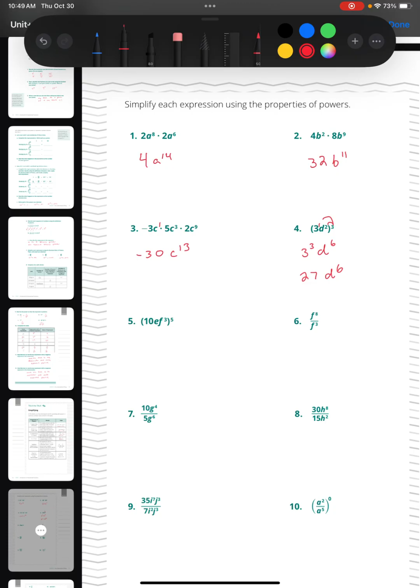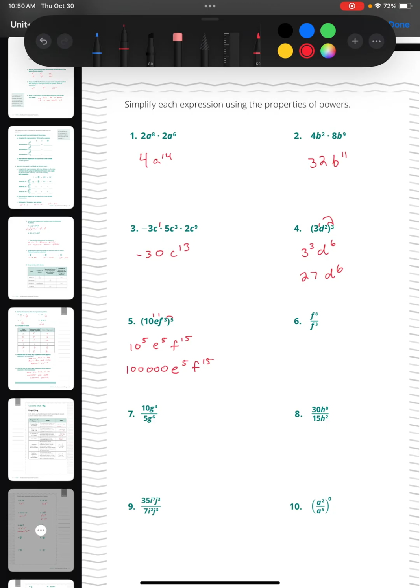Okay, similar on 5. We have to remember again that 10 and the e have exponents of 1. So for the 10, 5 times 1 becomes 10 to the 5th, e to the 5th, and then f, 5 times 3 is 15. So again, we can now simplify 10 to the 5th. If you put that in your calculator, you're going to get 100,000. So 100,000 e to the 5th, f to the 15th. Nothing changed with the variables on that last step.